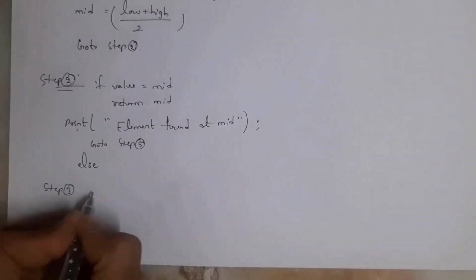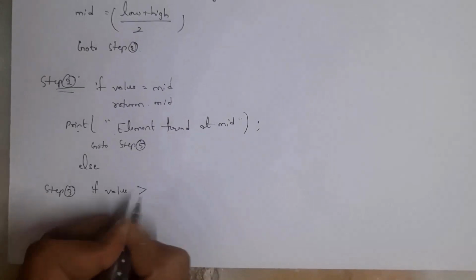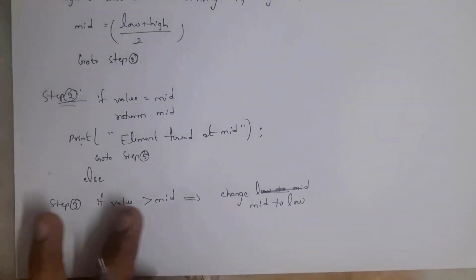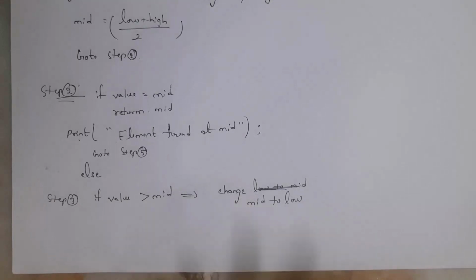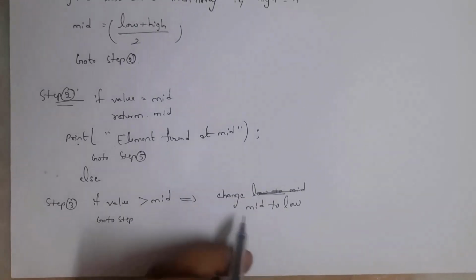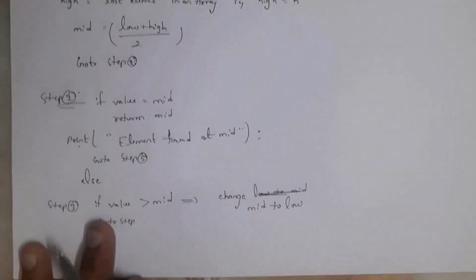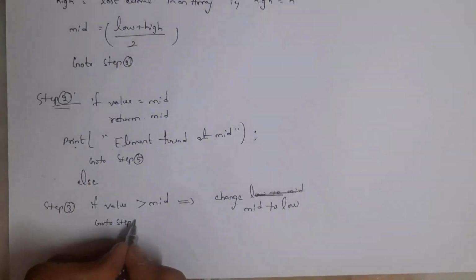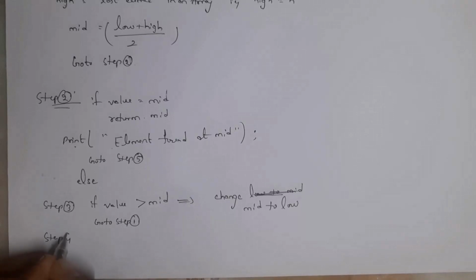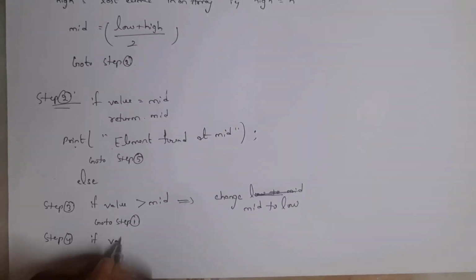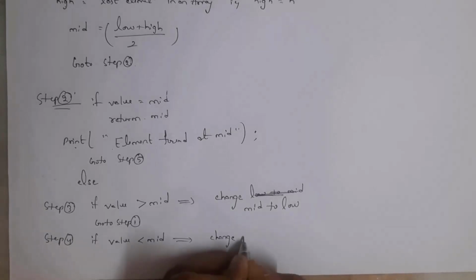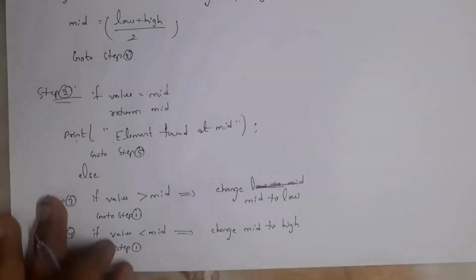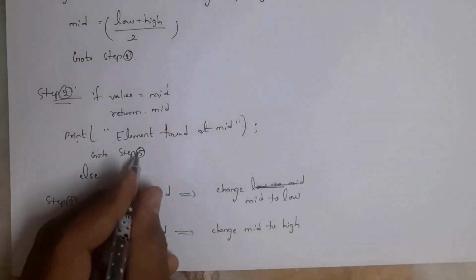That is step 3. If value is greater than mid, then change mid to low. As I already said in the earlier example, after changing mid to low, you need to apply this formula again. So go to step 1. Else, in step 4, if value is less than mid, then change mid to high. After changing mid to high, again you need to calculate the mid value. So again go to step 1, and at last step 5. Step 5 is stop.